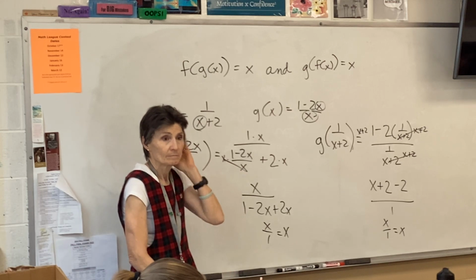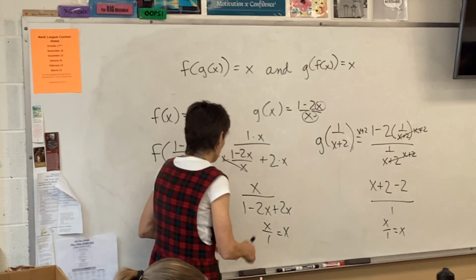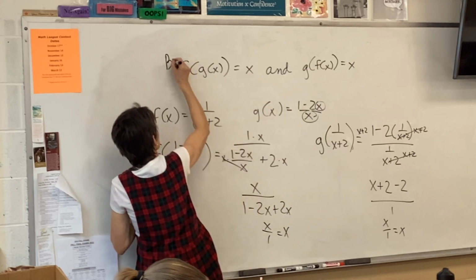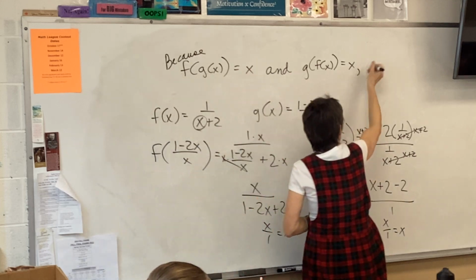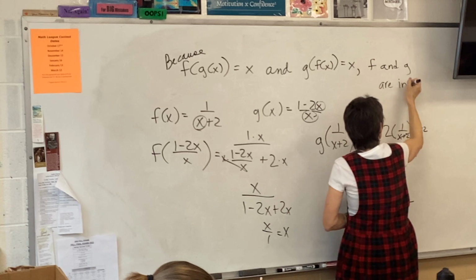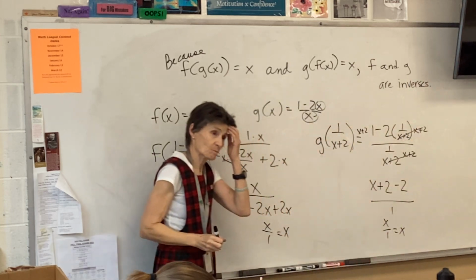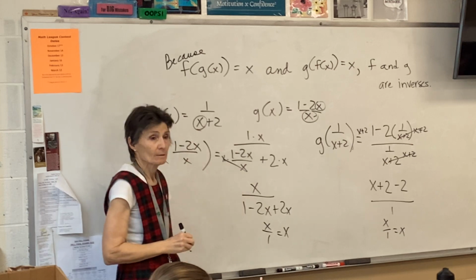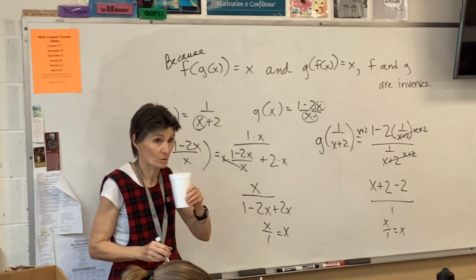How do we write the proof statement? That you don't have to write, well, you can conclude it and say, because that equals x and that equals x, f and g are inverses. That's probably a good idea. That's how you prove things are inverses.